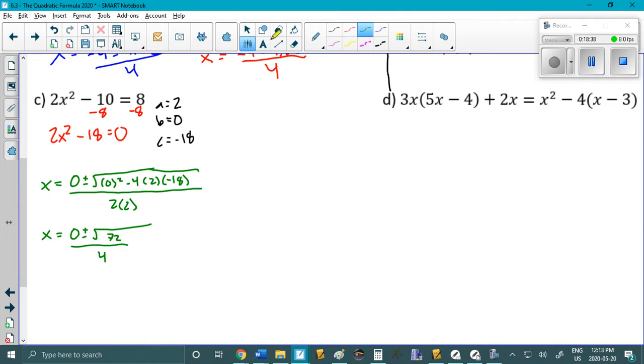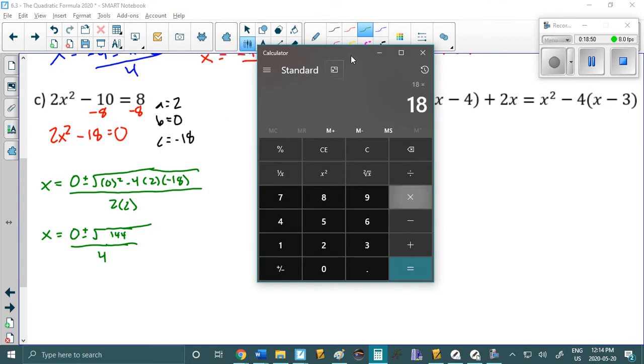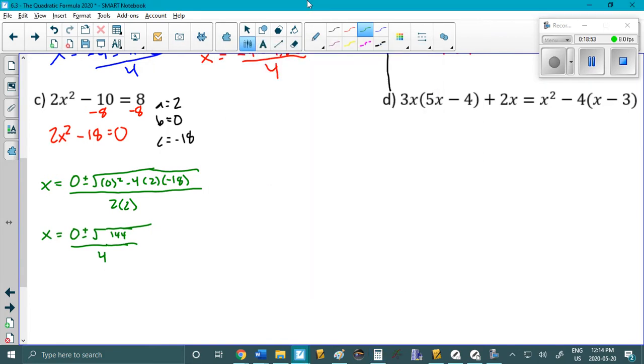Oh, I think it might actually be 144. I'm going to check that because I did it in my head and didn't do it right the first time. Okay, so it's going to be 4 times 2 times 18. It's 144. Oh, the square root of 144 is 12, so this is going to be x equals 0 plus 12 over 4, or 0 minus 12 over 4. And in this case, the zeros are going to be 3 or negative 3. I'm not going to check that one because I feel good about it.